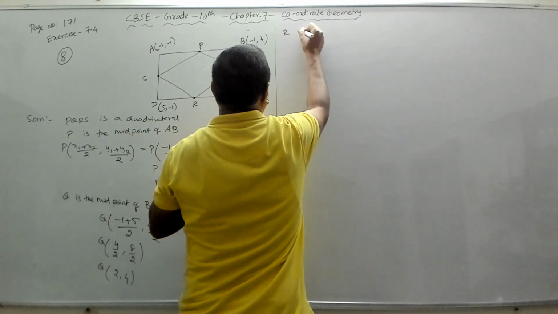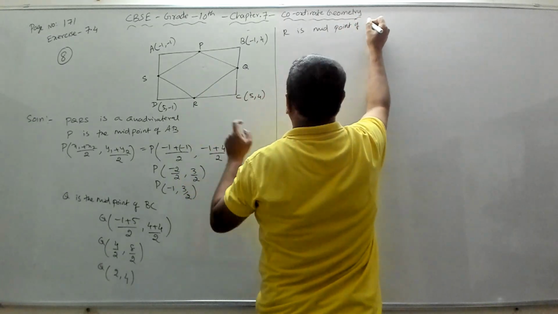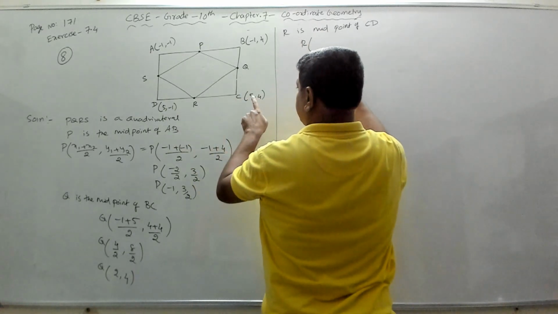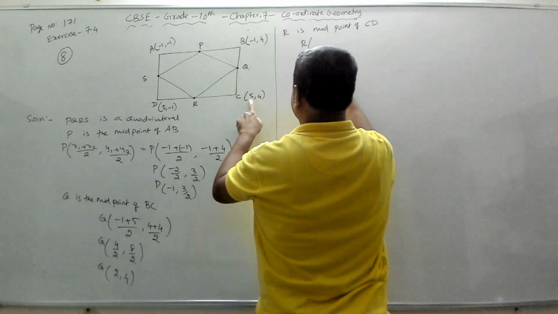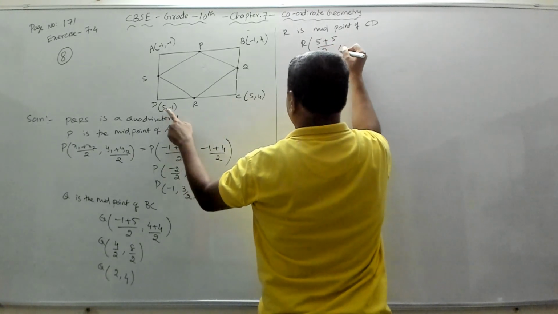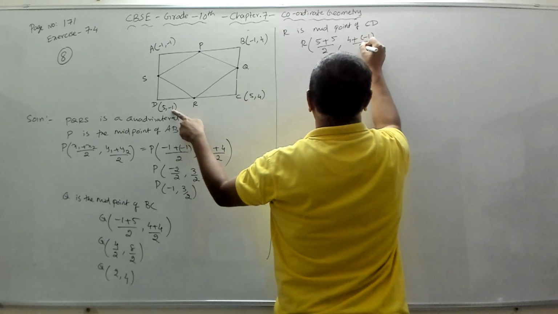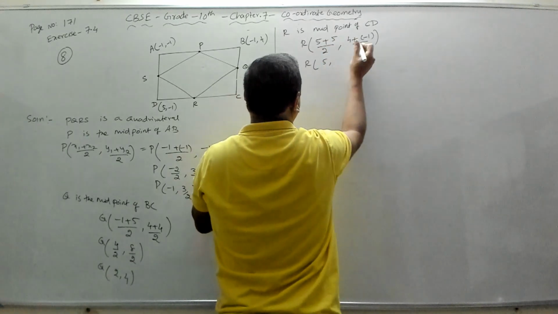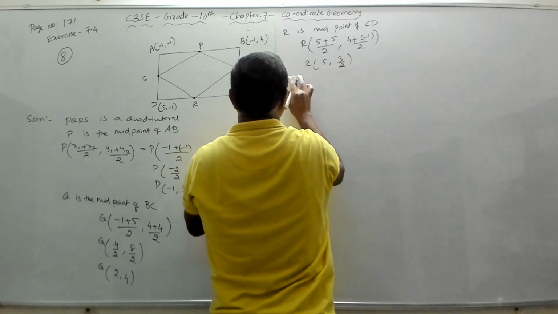Now we'll find R, point R. R is the midpoint of CD. So R is given by, again we have to apply x1 plus x2 by 2. So we can take any one as x1. So 5 plus 5, x1 plus x2 by 2, comma y1 4 plus y2 is -1 by 2. So you get R as 5 plus 5, 10 by 2 is 5, comma 4 minus 1, 3 by 2. That is your R.